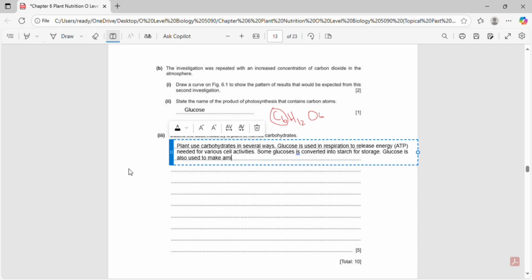Glucose is also used in the production of amino acids, proteins, and lipids, all of which are important for growth and repair. Another carbohydrate, cellulose, is used to build the cell walls and provide strength and support. And sucrose is used to transport sugars throughout the plant.